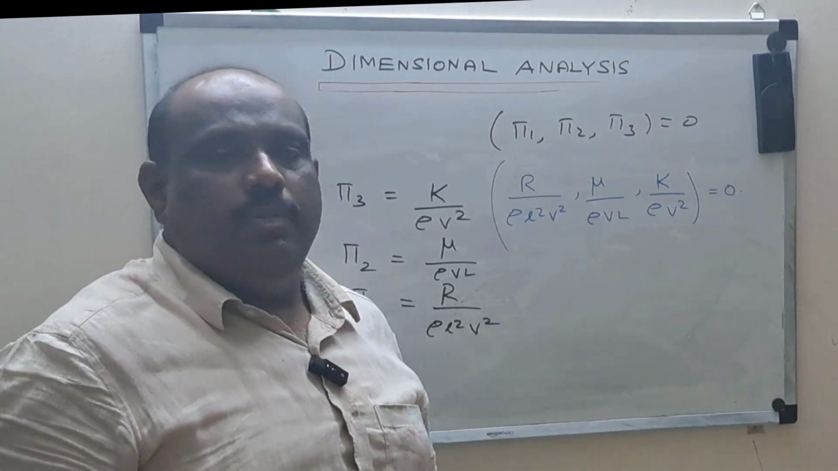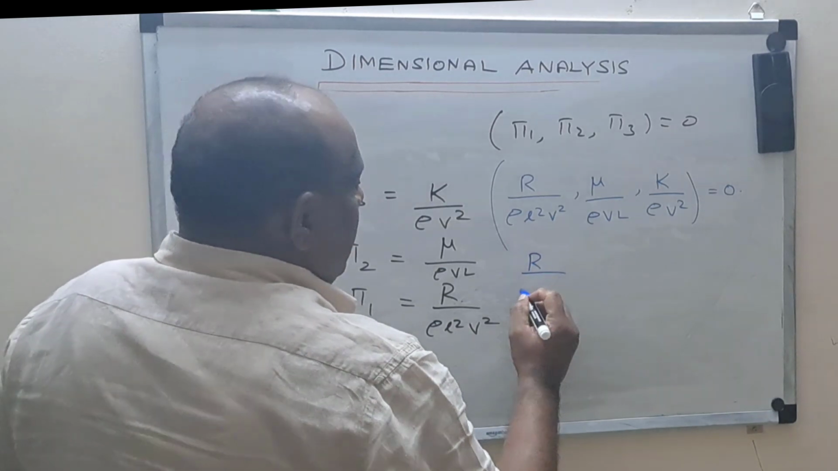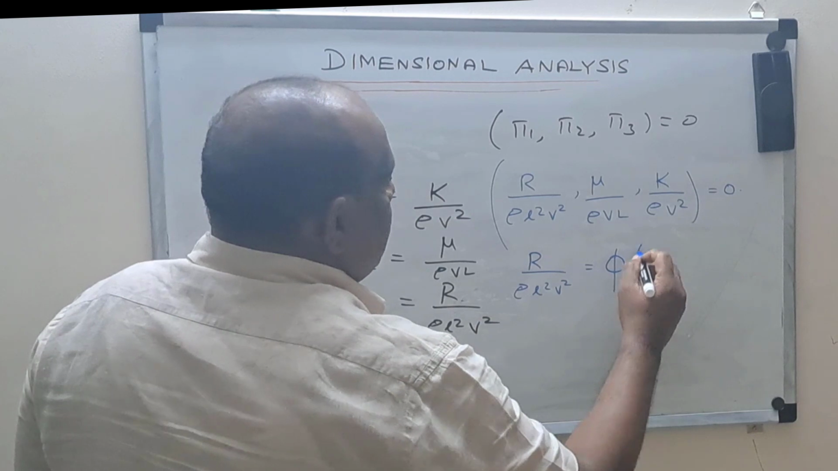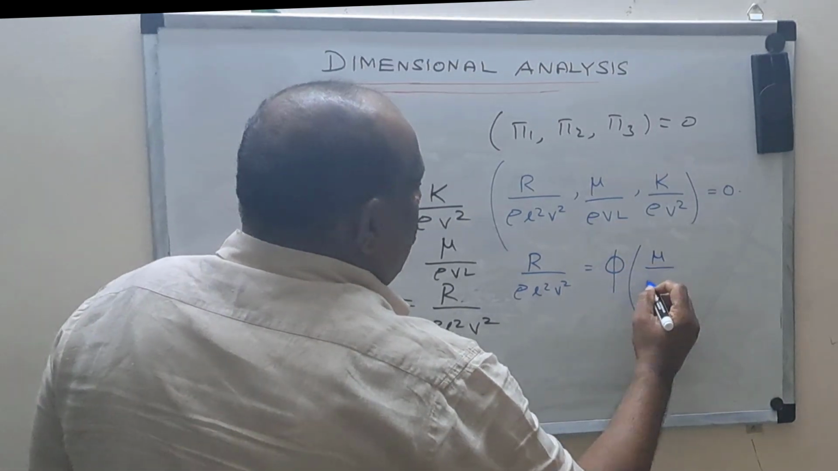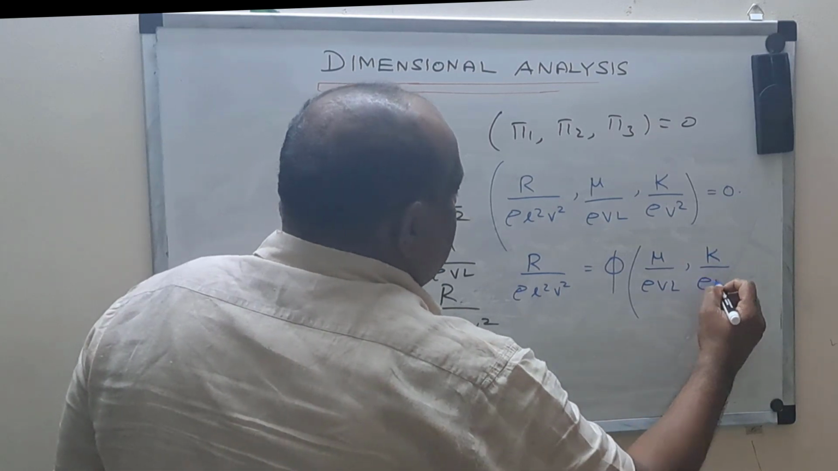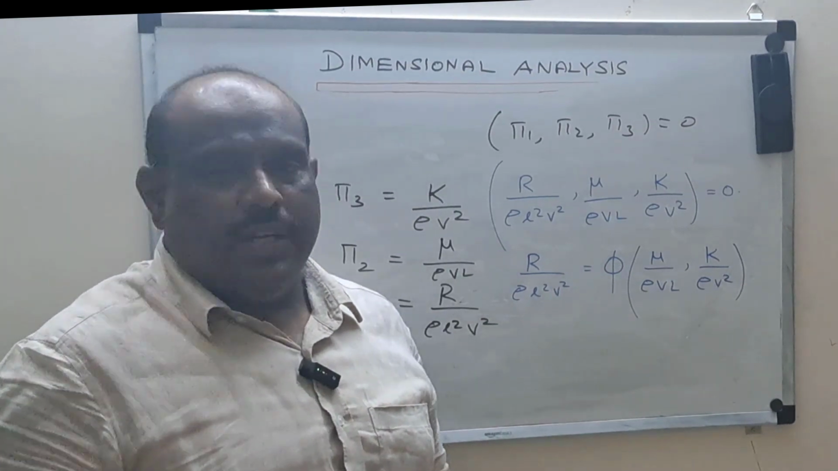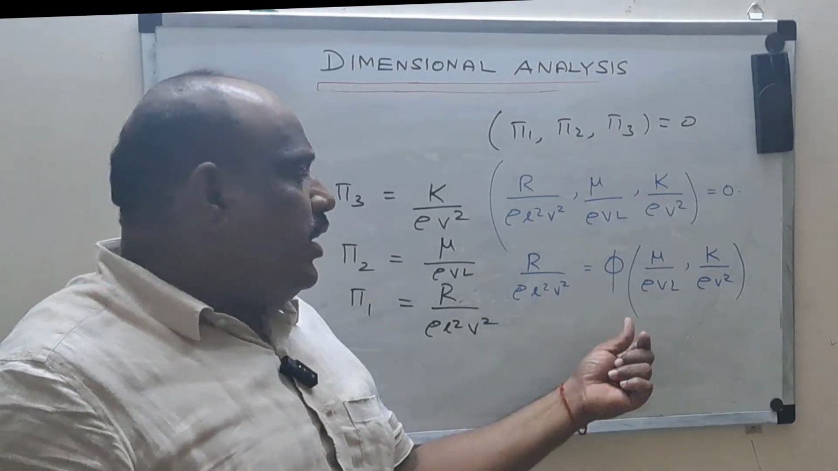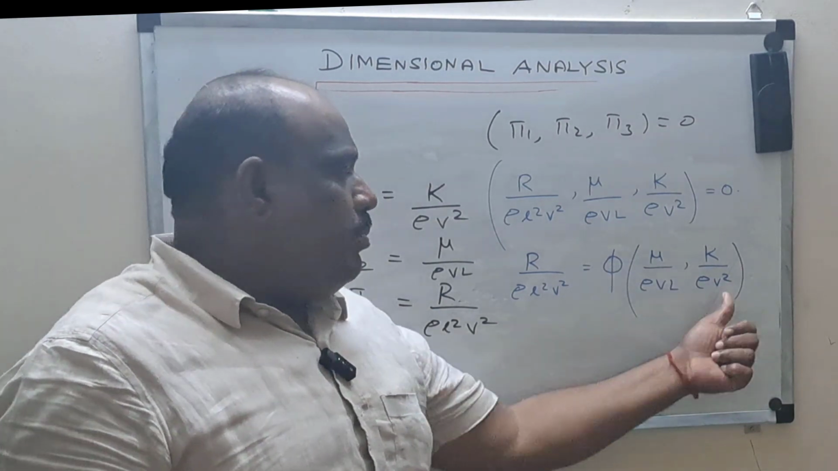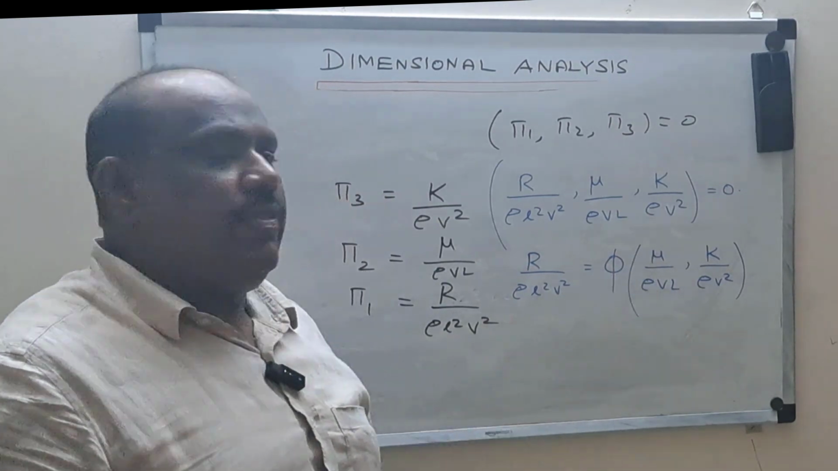We are writing in this form, but it's also better to write in another form like this. R by rho L squared V squared is a function of mu by rho VL, comma, K by rho V squared. So we are almost approaching the solution. So let us try to define what about this value and what about this value. They are non-dimensional. They don't have any units. But let us try to find what this one is.